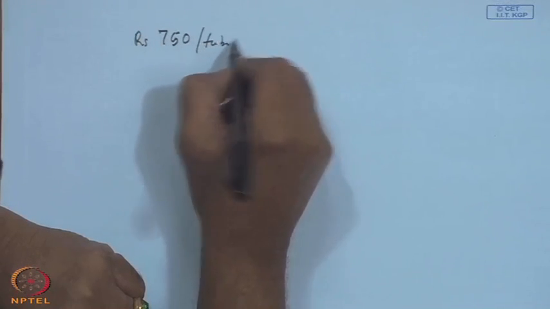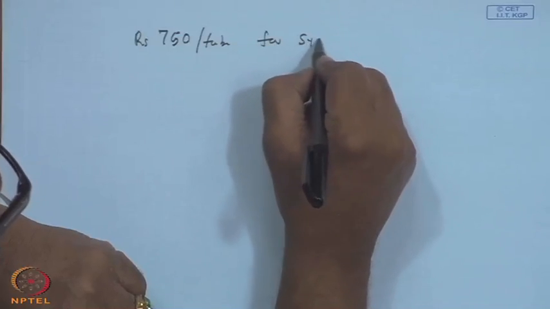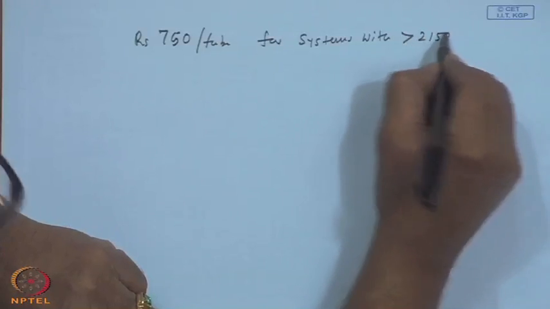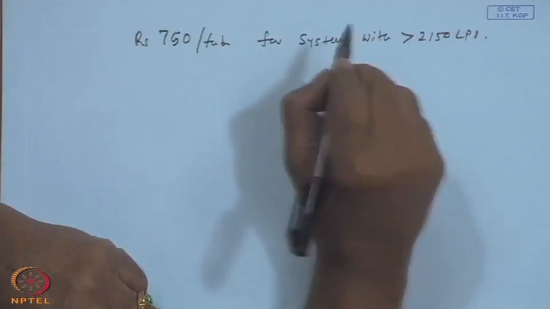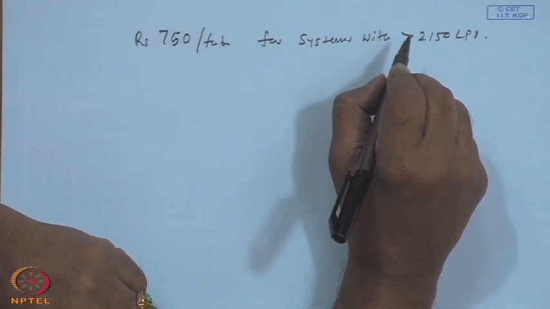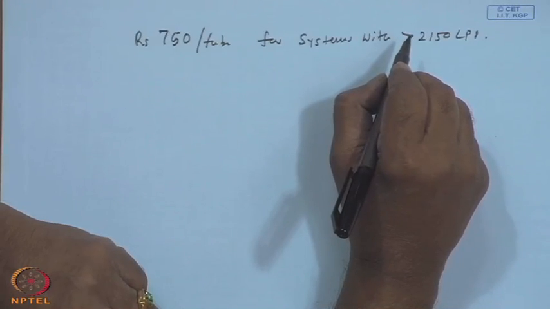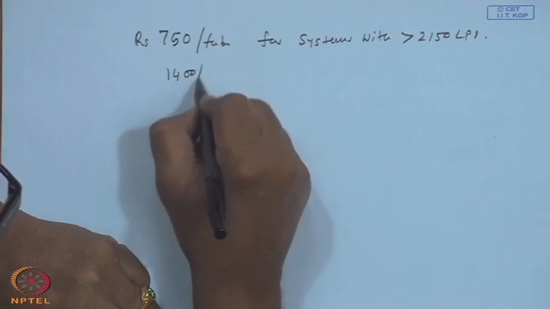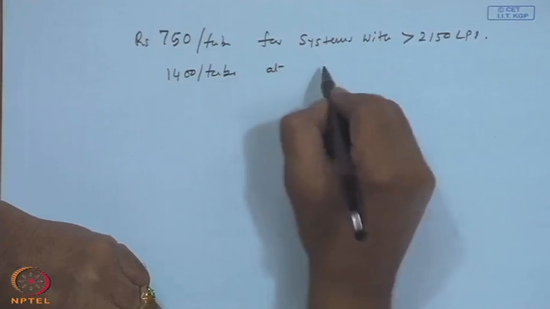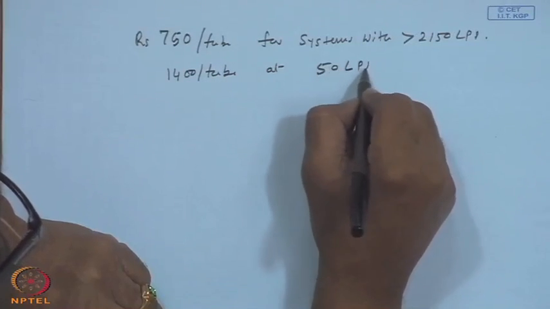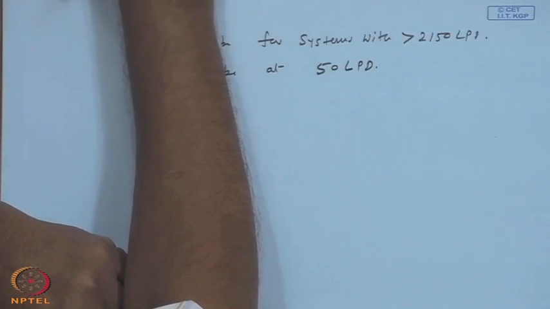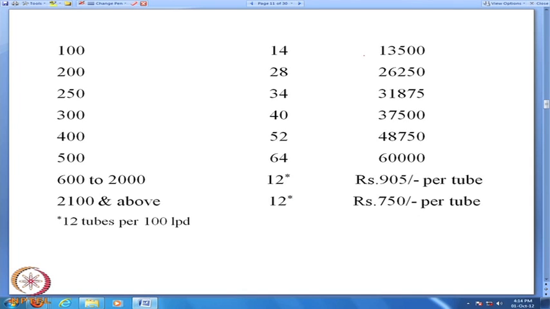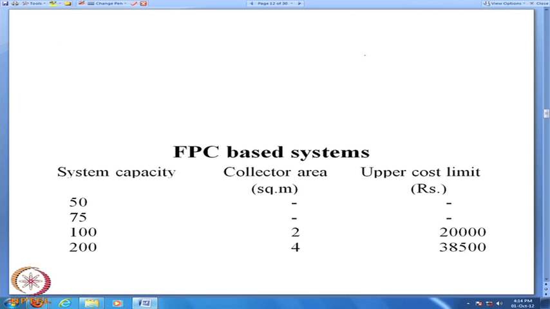So, 750 per tube for systems greater than 2150 LPD. And for 50 LPD, if it is 7,100, that is almost about 1400 per tube compared to 750. Almost it becomes half for larger systems. That may be because site preparation and auxiliaries like pumps, etc., will be taken care of more easily in the larger system.